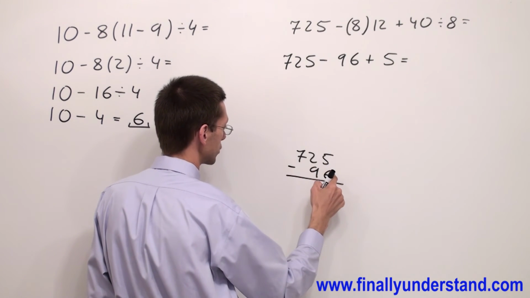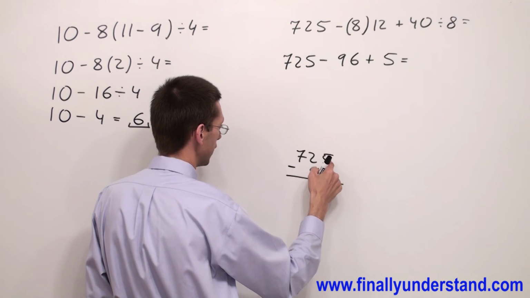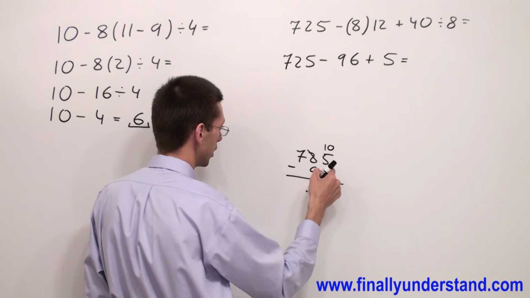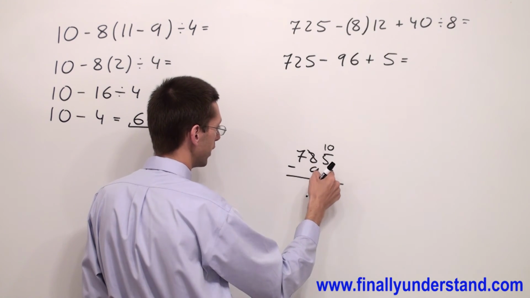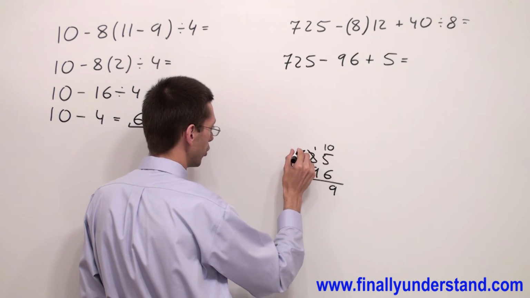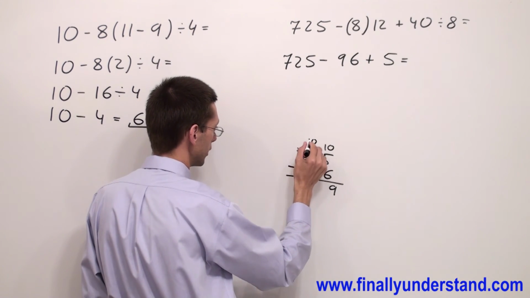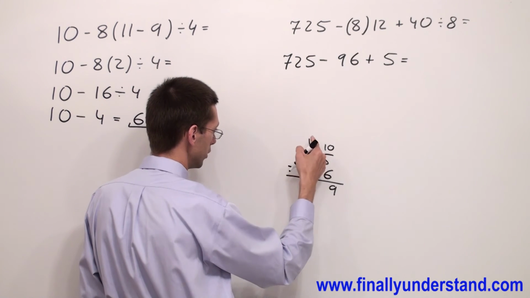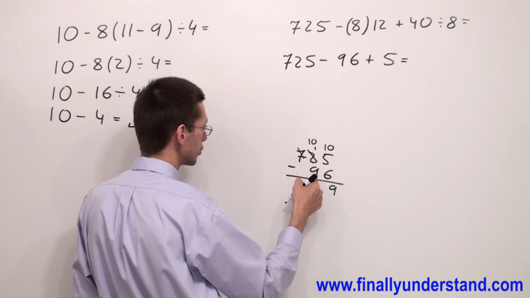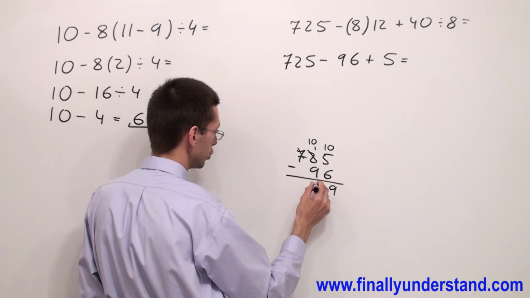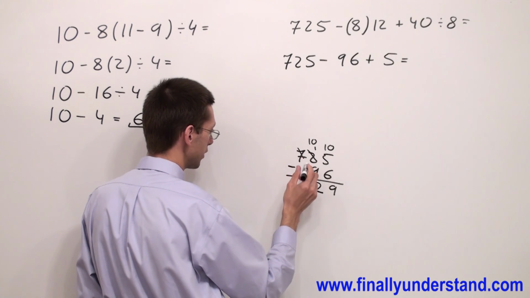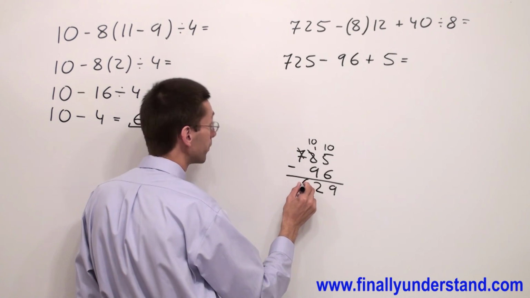96. I cannot subtract 6 from 5, that's why I'm going to borrow 1 from here. This 1 becomes 10 over this column. So I have 15 minus 6 is equal 9. I have 1 left. Borrow 1 from 7. That 1 becomes 10 over the second column, and I'm going to have 11 minus 9 is equal 2. And because I borrow 1 from 7, I'm going to have 6.